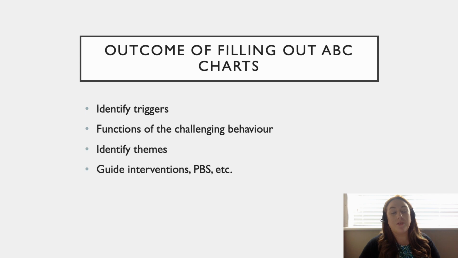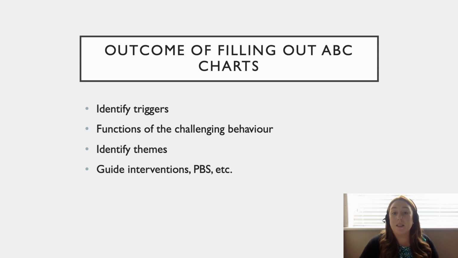So, what's the outcome of filling out an ABC chart? Well, ABC charts can help us to identify any potential triggers. So that can be slow triggers, fast triggers, internal triggers, and external triggers. And they provide an environmental context for the behaviour. ABC charts can help identify the function of the behaviour. So is it a social connection function? Is it an escape function, sensory, or tangible? ABC charts can help pull out any themes, so specific times of the day.